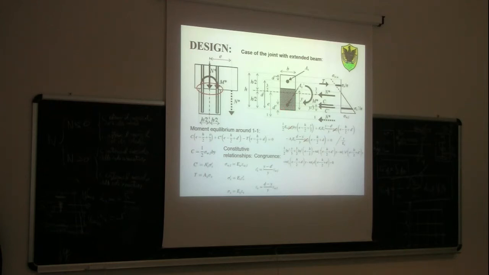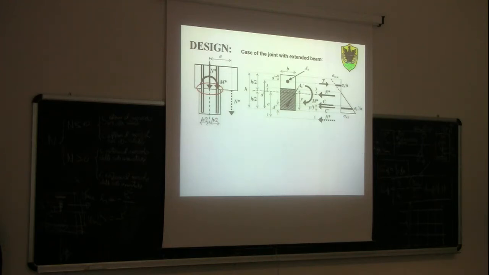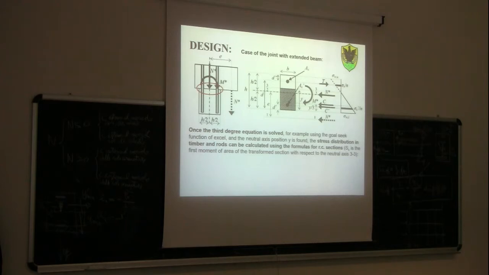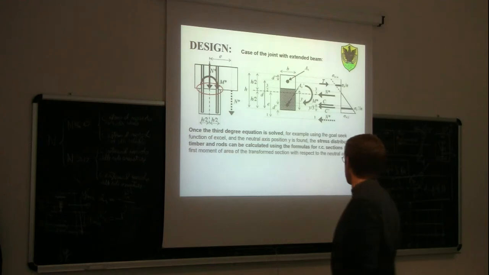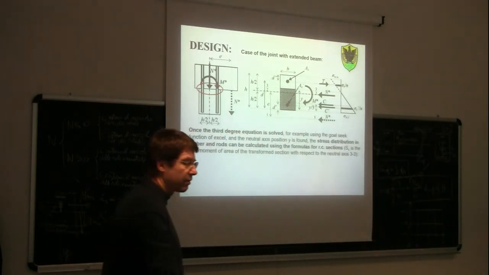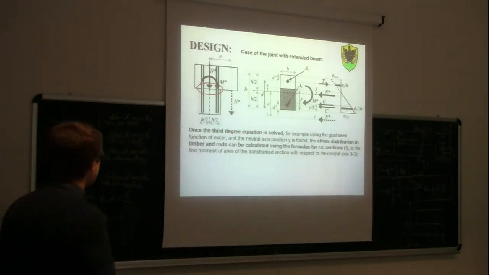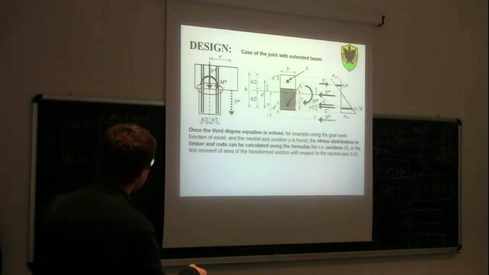Again, we get to this equation here. So yes, this is a third-degree equation, so A y cubed plus B y squared plus C times y plus D equal to 0. Third-degree equation. We can solve it using, for example, the Goal Seek function of Excel, like we've done two years ago in the other course. And once we calculate the position of the neutral axis, then we can calculate the stress distribution.